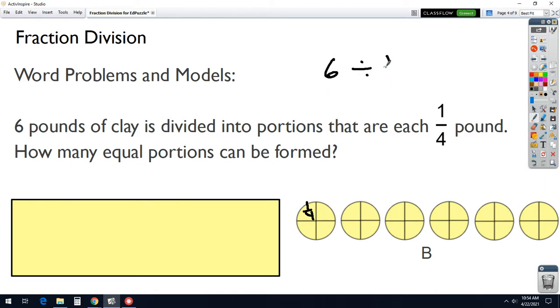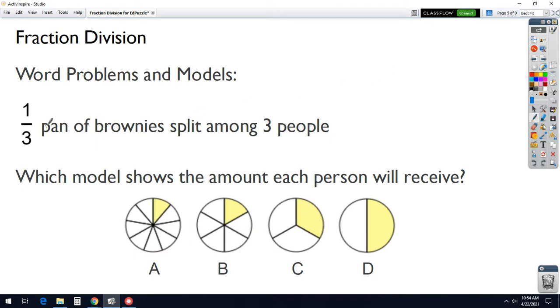We could just use our algorithm and say, if there's 4 fourths in each one, what is 4 times 6? And since we started with a whole number, we'll end with a whole number. And how many portions? Well, it's going to be 24 portions. And then back to one more modeling with fractions.